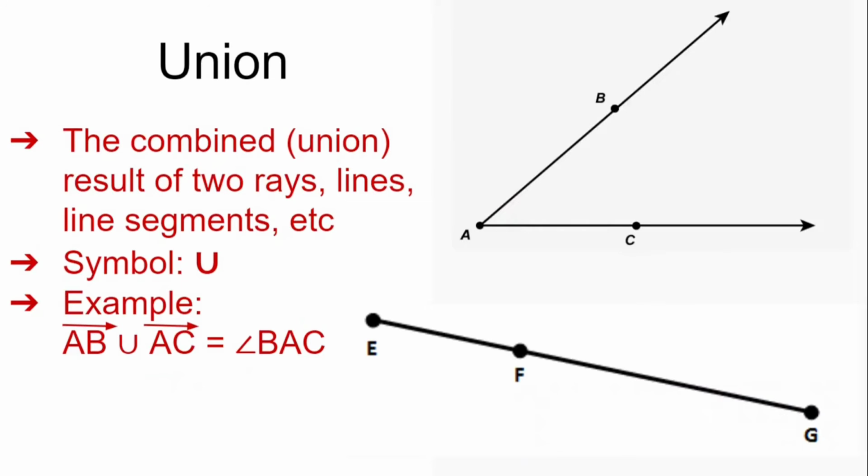Now, we're going to go over two different concepts named union and intersection. Union is the combined result of two rays, lines, line segments, etc. Here we have ray AB and ray AC. When they're together, they're combined, they form angle BAC. The symbol for union is a U. We also know from the second image that line segment EF union line segment FG forms line segment EG.